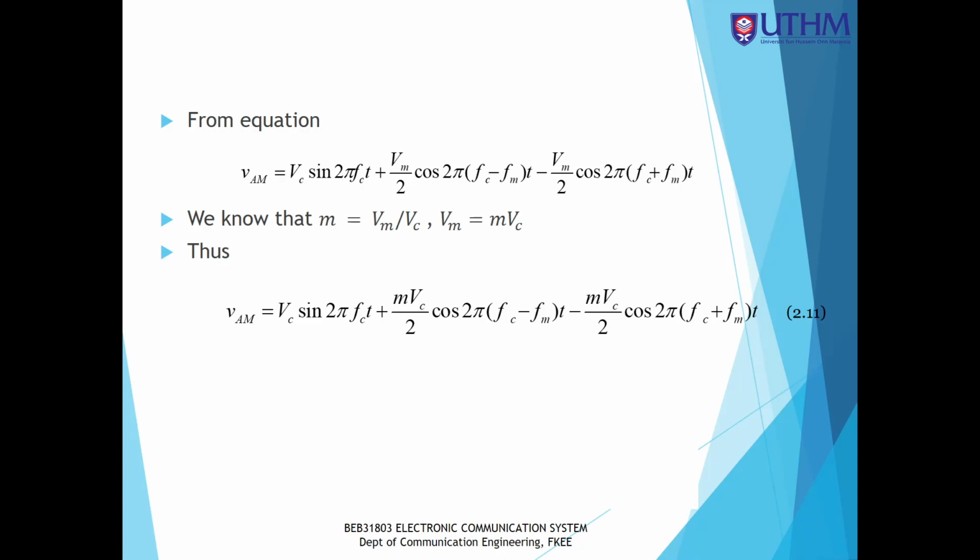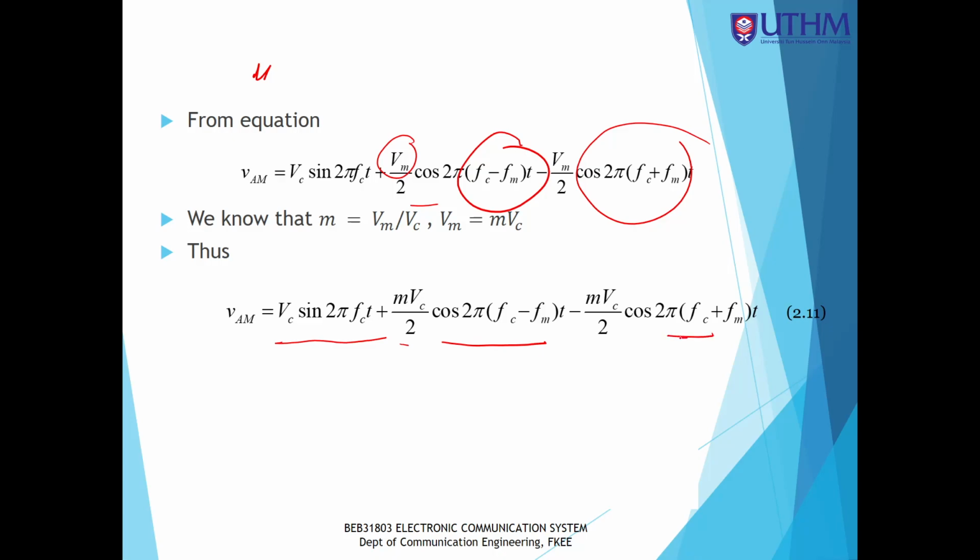So based on the equations, Vc sine 2 pi fct plus Vm over 2 cos 2 pi (fc minus fm), this is the LSB, and this is the USB. If we change the Vm into MVc, we can rewrite the equation to become Vc sine 2 pi fct plus MVc over 2 cos 2 pi (fc minus fm) plus MVc over 2 cos 2 pi (fc plus fm).